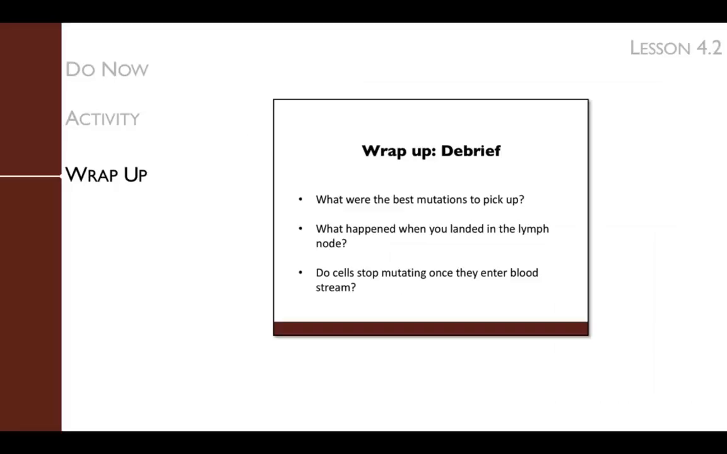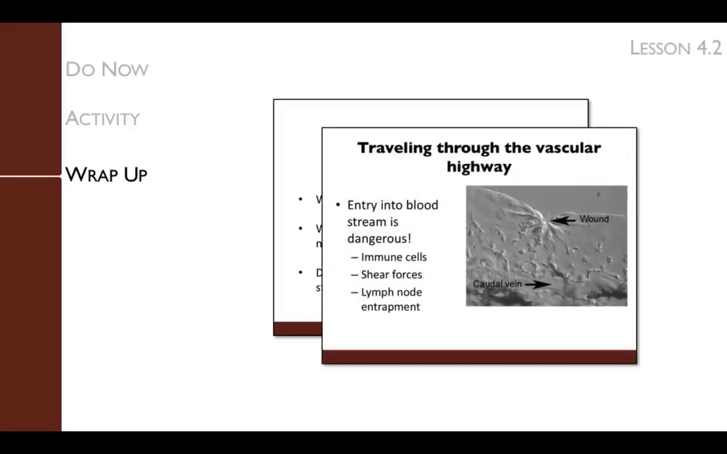To wrap up the activity, we discussed the benefits of gaining various mutations, such as being able to loosen up the stroma and escape into the bloodstream. But once in the bloodstream or lymph nodes, tumor cells are vulnerable to shear forces of the bloodstream and to attack by the immune system. However, cancer cells constantly acquire new mutations. These mutations may allow them to evade detection.